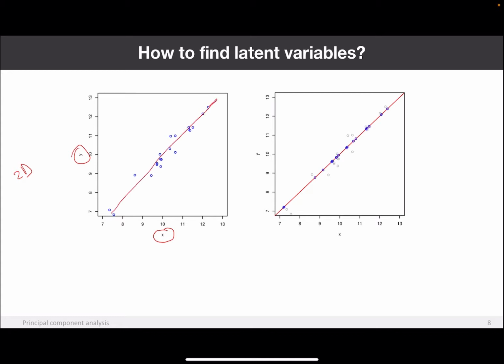So I know this is the biggest spread of my data, this is the direction of the biggest spread. And if I take this as a new axis, so this is the latent variable, right? And project all my points to this latent variable. So I will get, you can see that, for example, I have blue points instead of these two gray points, right? I will solve the problem. Will I lose anything? Yes, I will, because look at this one.